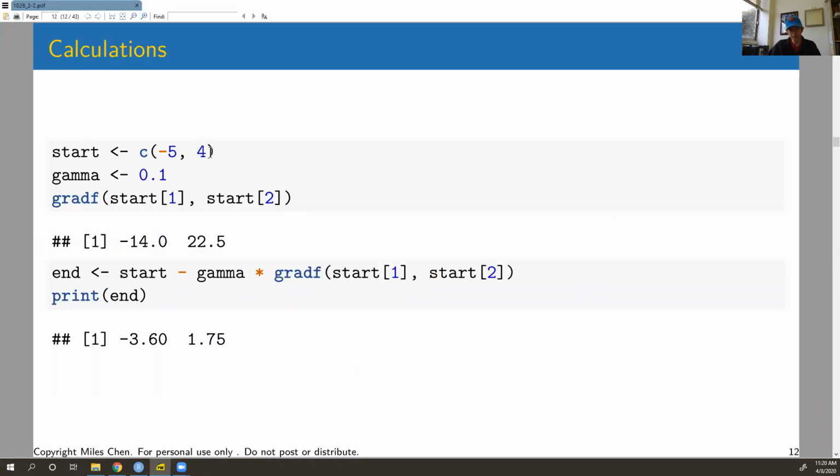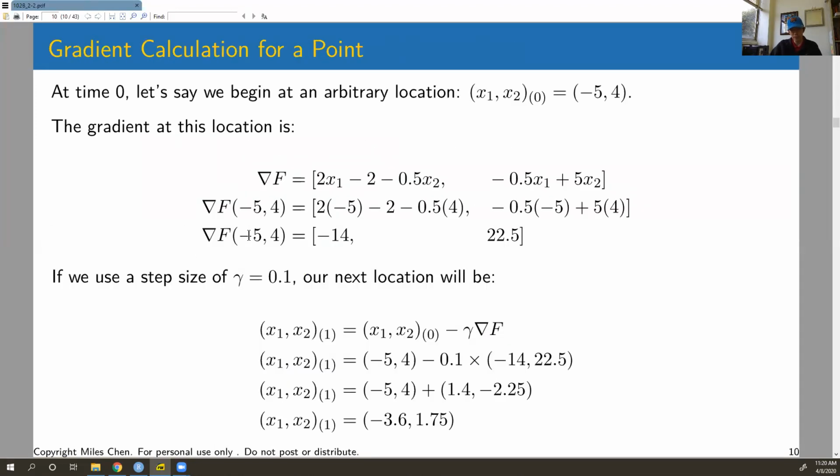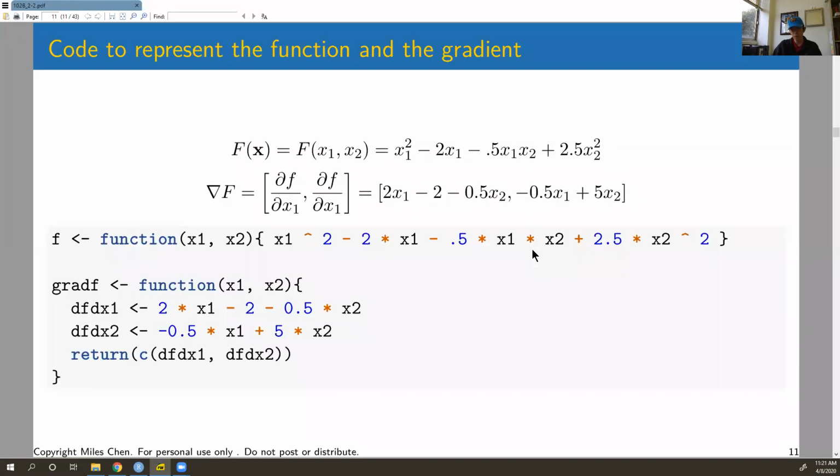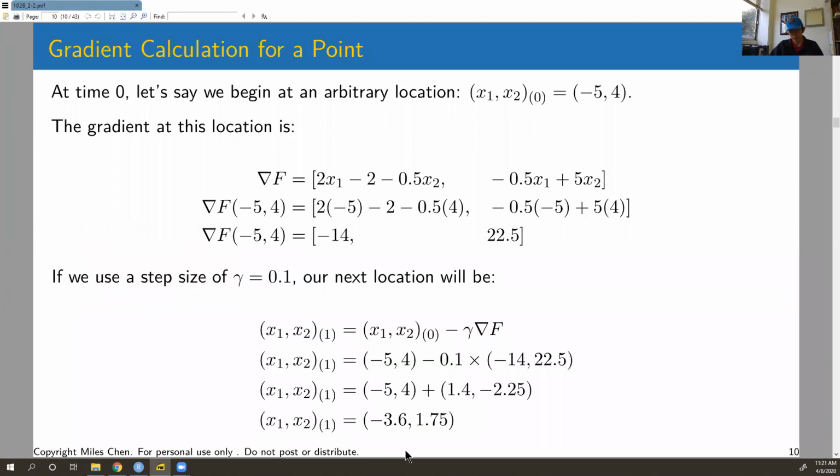Okay, so if I start off at -5, 4, and I use a gamma of 0.1, I just plug this vector, -5, 4, into my gradient function. It tells me that the gradient at that location is -14, 22.5, which is exactly what we found earlier. Then if I start off at -5, 4 and subtract off gamma times this gradient, it gives me -3.6, 1.75, which is exactly what we said back here.